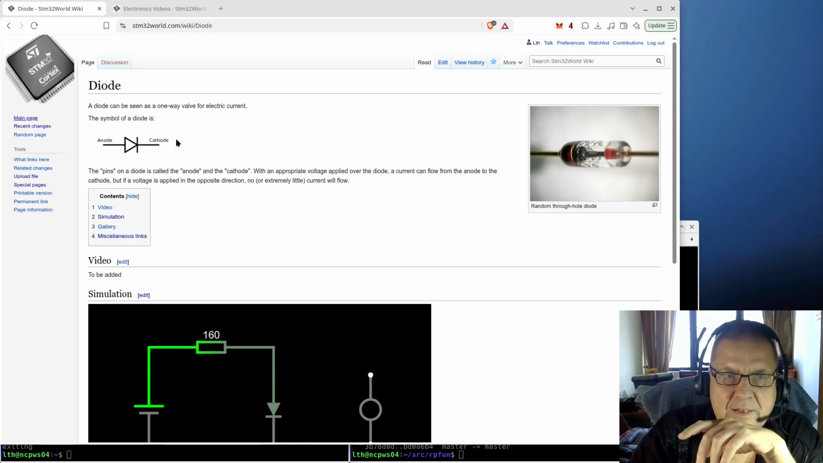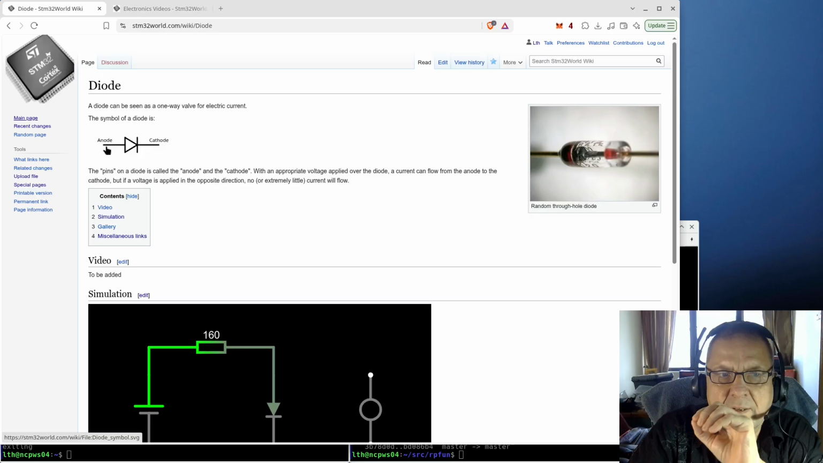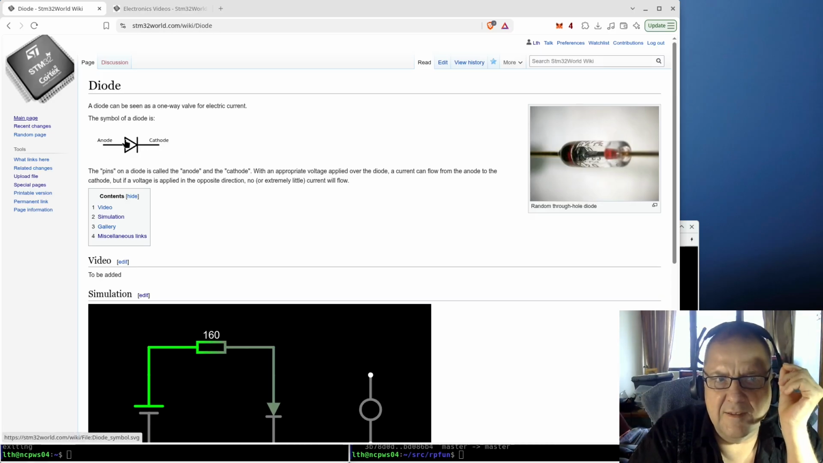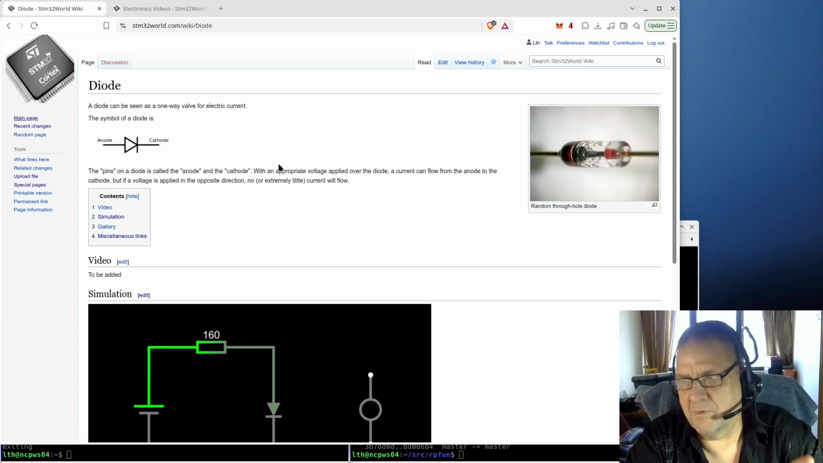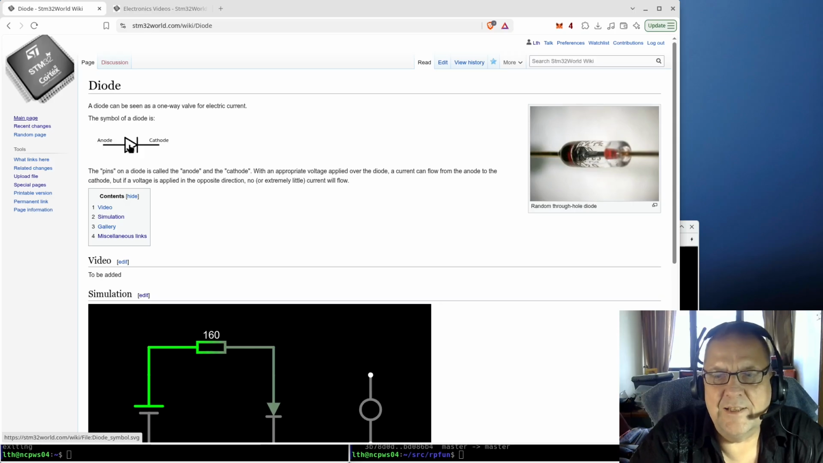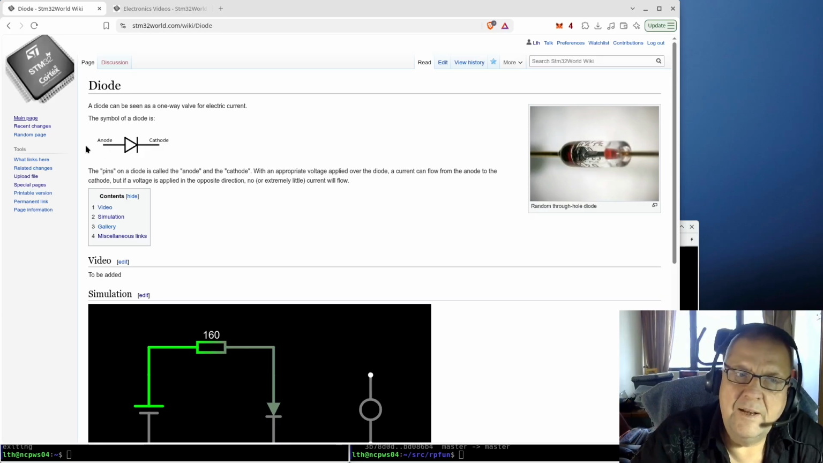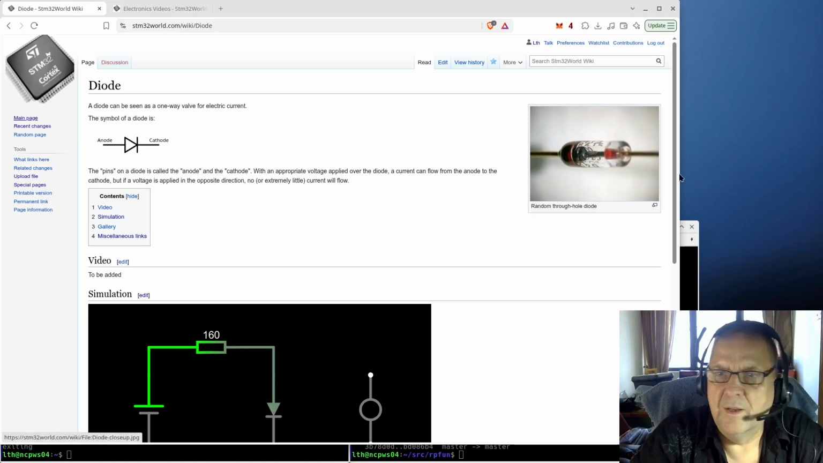The symbol is like this, like you can see up here, and typically the pins on a diode are called an anode and a cathode. The idea is, if you look at the symbol, the arrow will point in the direction where current can flow. So it goes into the anode and it will go out on the cathode. But if there's a voltage applied in the opposite direction, there will be no flow through it.